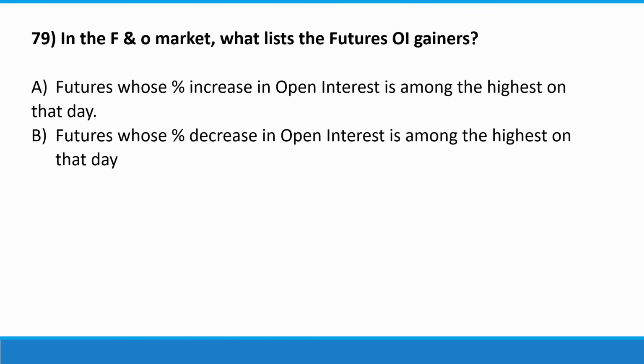In the F&O market, what lists the futures OI gainers? Option A, futures whose percentage increase in open interest is among the highest on that day. Option B, futures whose percentage decrease in open interest is among the highest on that day. The correct answer is option A, futures whose percentage increase in open interest is among the highest on that day.